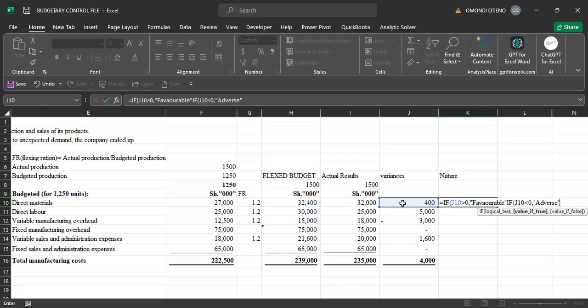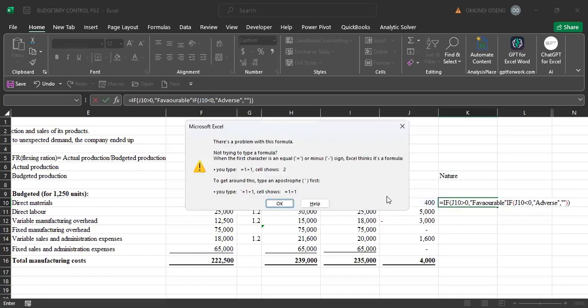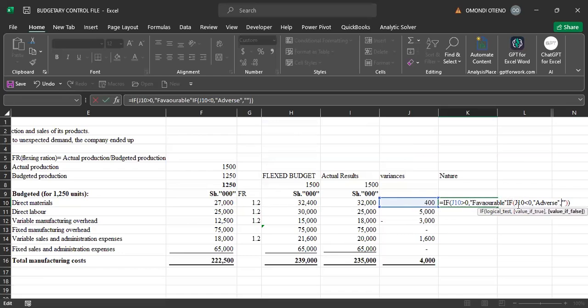If it is not meeting any of those two conditions, that is, it is not greater than 0 and not less than 0, it means it is equal to 0. What was budgeted is equal to what was actually incurred, and therefore we don't have any variance. So we say let it be an empty cell. We don't want to have any comment there.